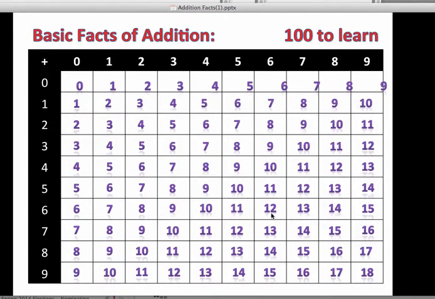So what I'd like to show you is that 100 facts, 100 things to memorize in a 6 or 7-year-old brain, that's a lot of work. So we really need to teach the basic facts of addition using some strategy. Start with the easy ones, move on to the harder ones.